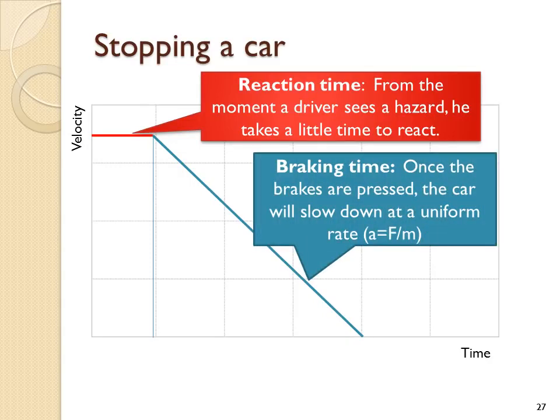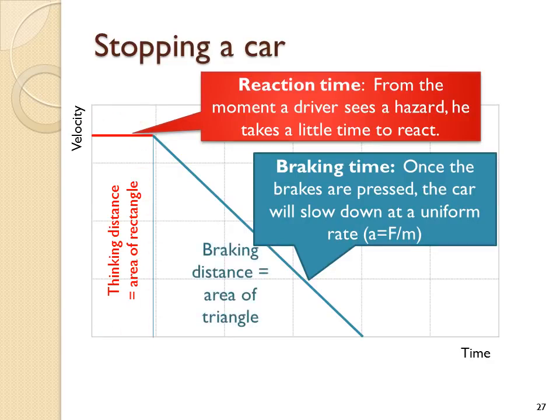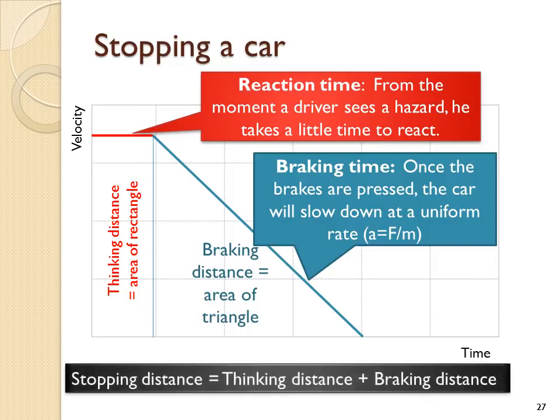Once the brakes are pressed, the car should slow down at a uniform rate, according to the formula we've just looked at. The area under a velocity time graph, remember, is distance. So the thinking distance is the area of this rectangle, and the braking distance, the area of the triangle. The total stopping distance would be the thinking distance plus the braking distance.